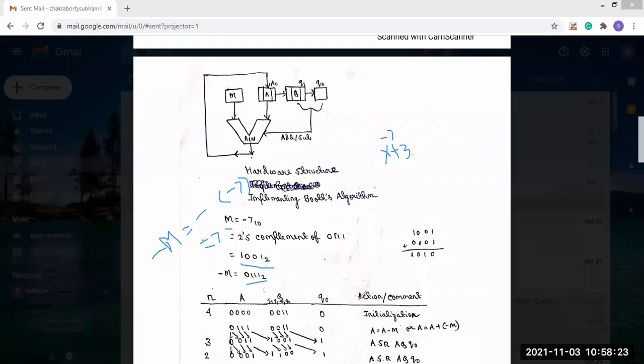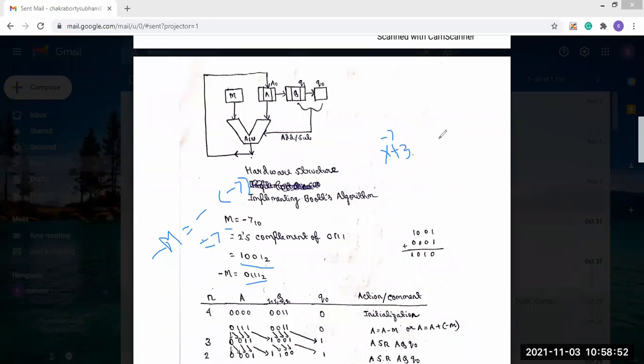Now, this is the table, in which we will arrange it. Now n is the number of bits required to represent the multiplicand. Our multiplicand is -7, and for representing -7 we require 4 bits. That's why in n we have written 4.